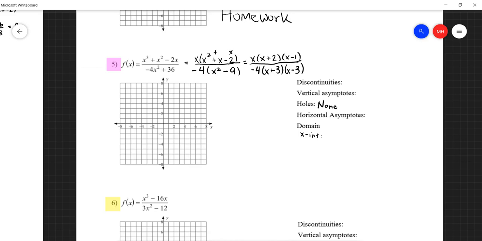And now let's go ahead and make our way around the list. Once again, we're going to start with x-intercepts. X-intercepts say set the numerator equal to 0. I have 3 things in the numerator. So I'm going to say x equals 0, and that one's done. x plus 2 equals 0. Subtract 2 from both sides. This is x equals negative 2. And then our last one, x minus 1 equals 0.